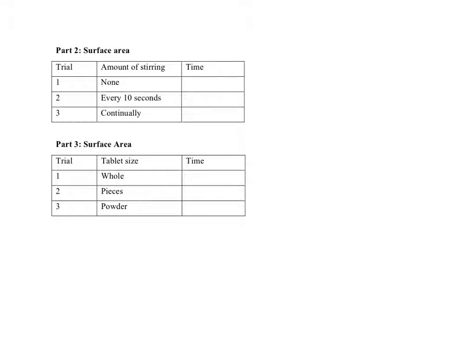Okay, and here's an example of data tables for surface area. And so also this one, part 2 said surface area. Another thing you can change is agitation, which is like stirring. So you could also do stirring, you could do concentration, you could do temperature. But right now you and your partner need to go ahead and plan out your experiment and write your procedure. So I'll write this down.